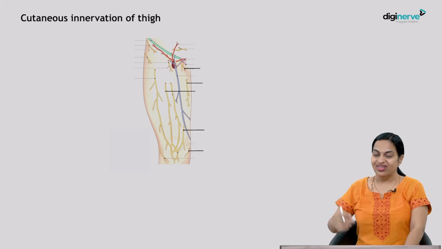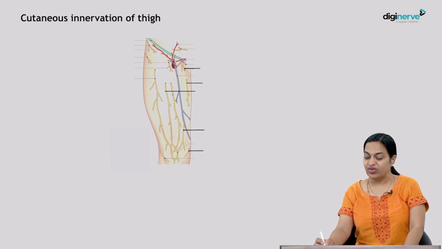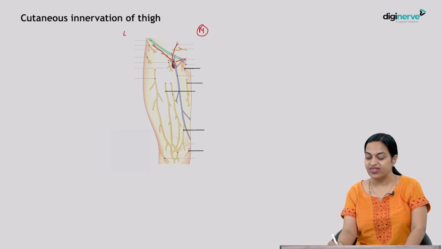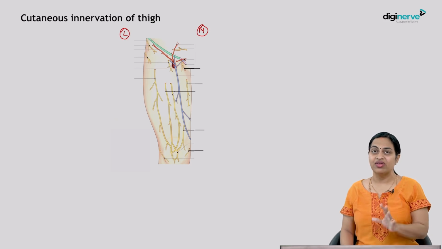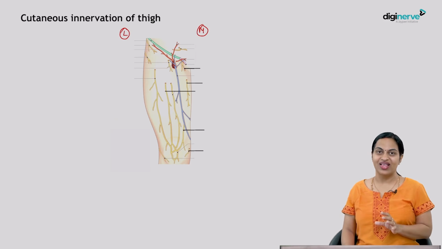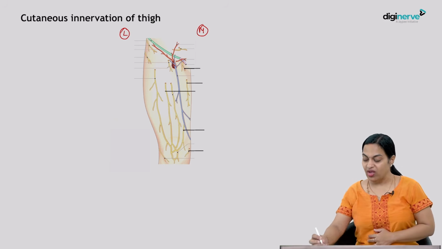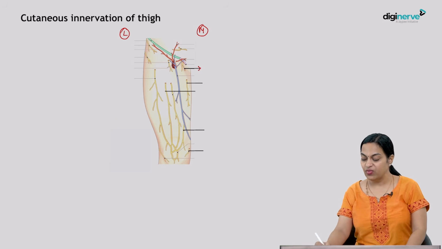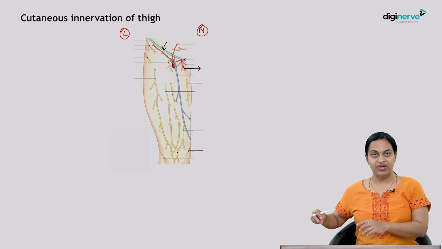Coming to the cutaneous innervation of the thigh, it is important. So this is the medial aspect, this is the lateral aspect. You should at least remember the name of the nerve and a few important points related to it. What you see here, this green color, is the region of the inguinal ligament, right?